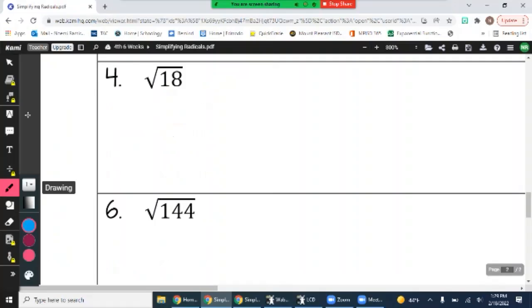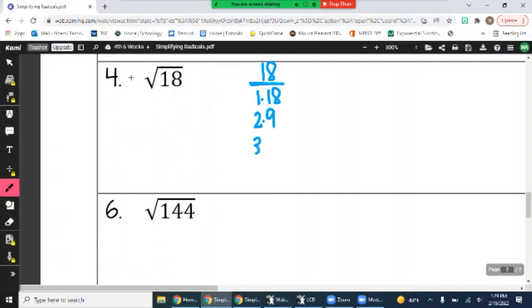Now we do that by finding the factors. So let's find the factors of 18. I'm going to create my table, just like we did with greatest common factor. And what are my factors of 18? 1 times 18, 2 times 9, and 3 times 6, okay?